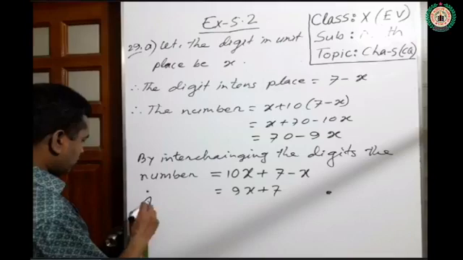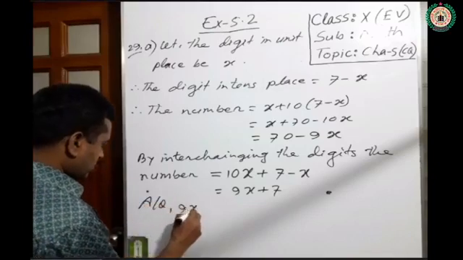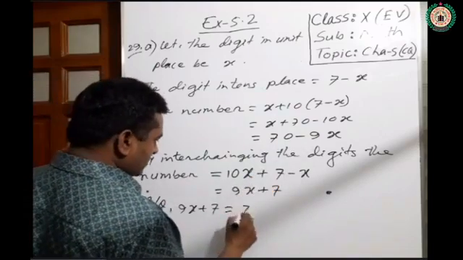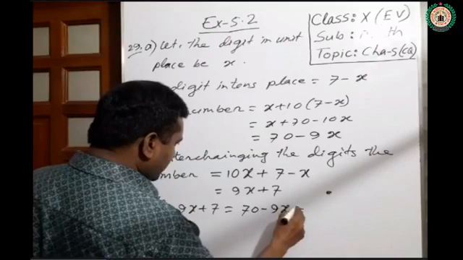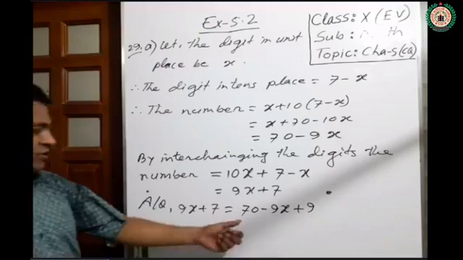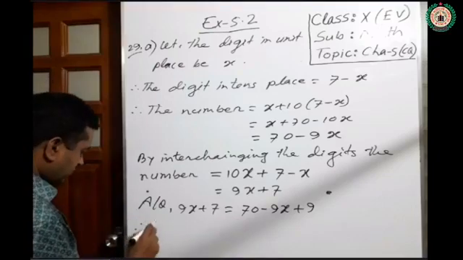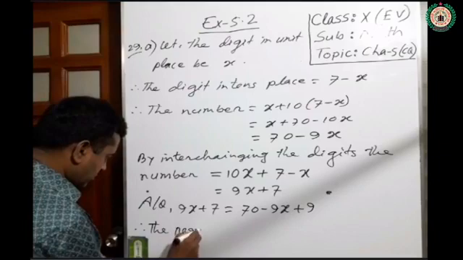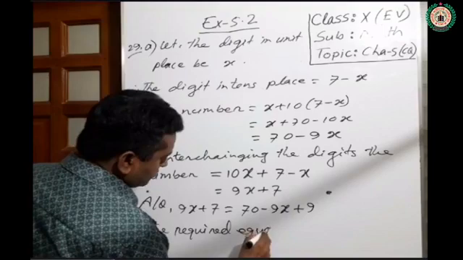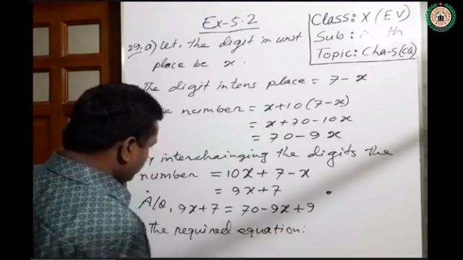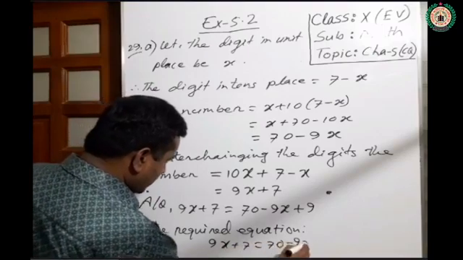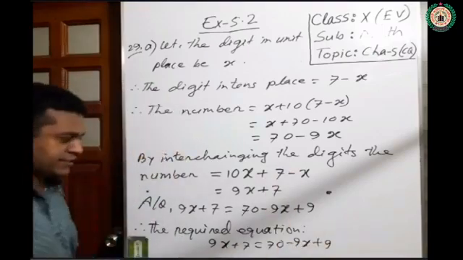So, according to the question, 9x plus 7, the new number, equals the given number plus 9. This is the required equation. Therefore, the required equation is 9x plus 7 equals 70 minus 9x plus 9.